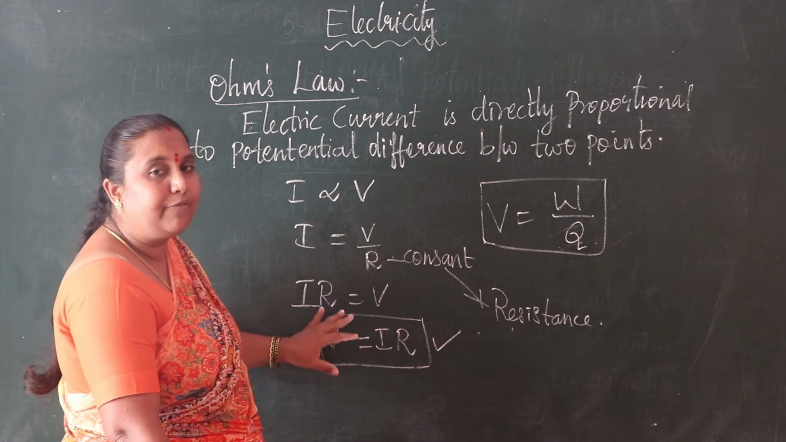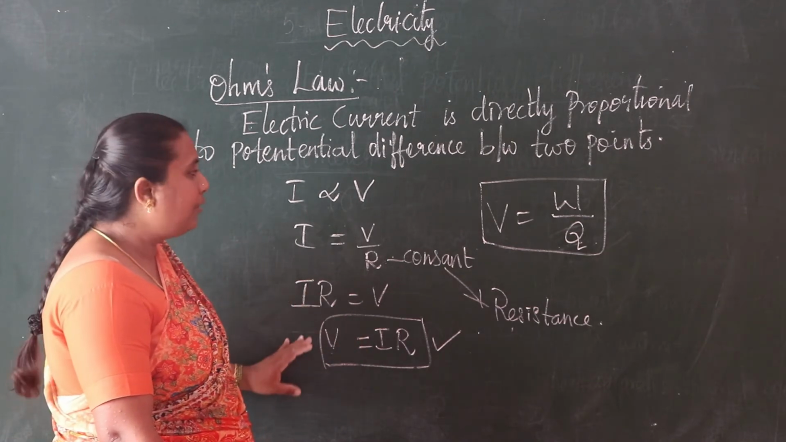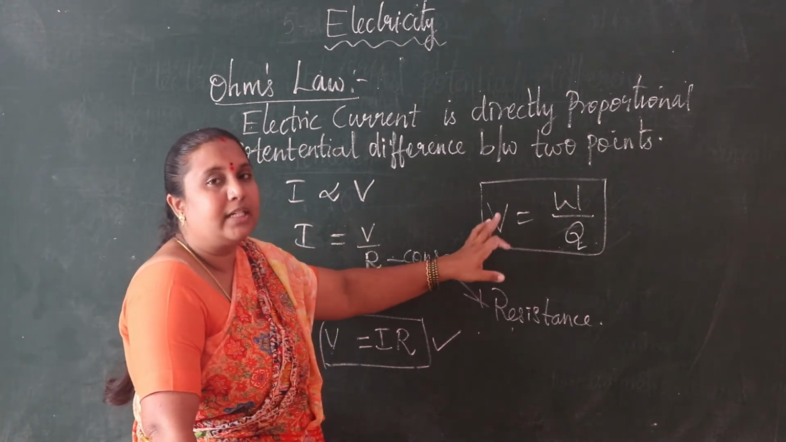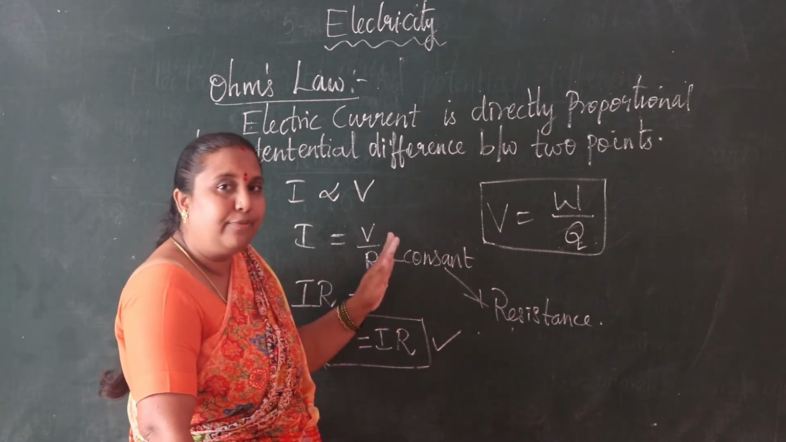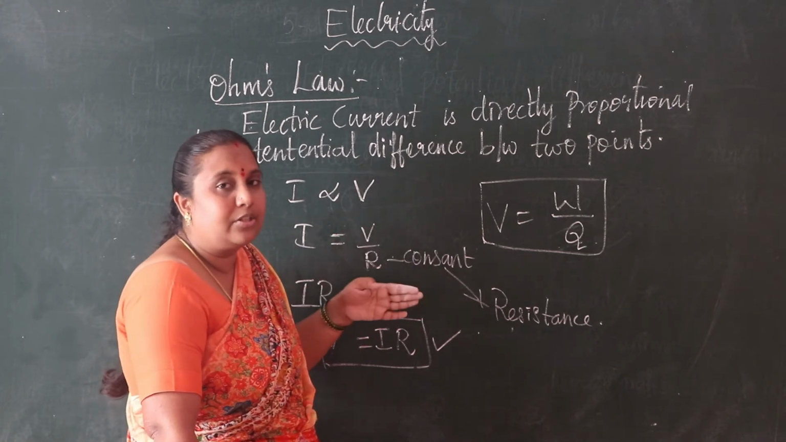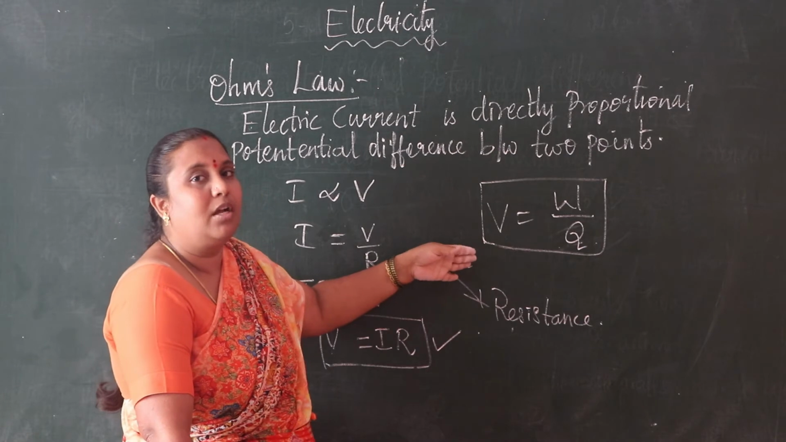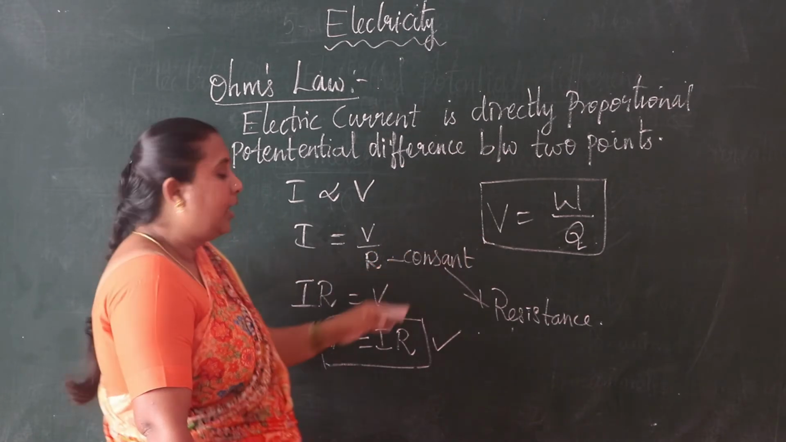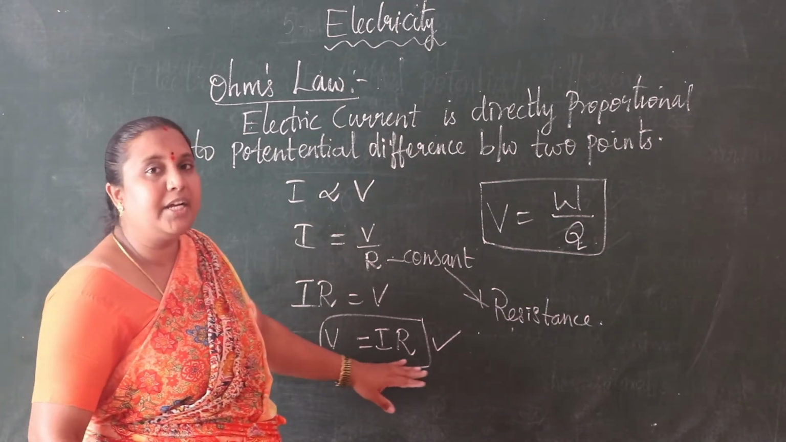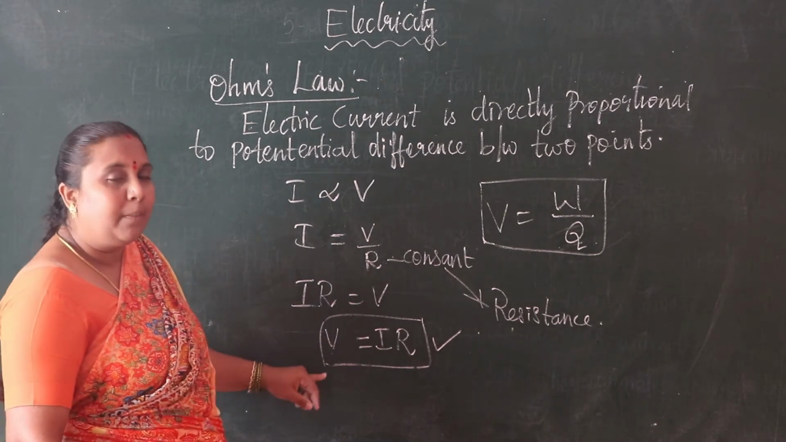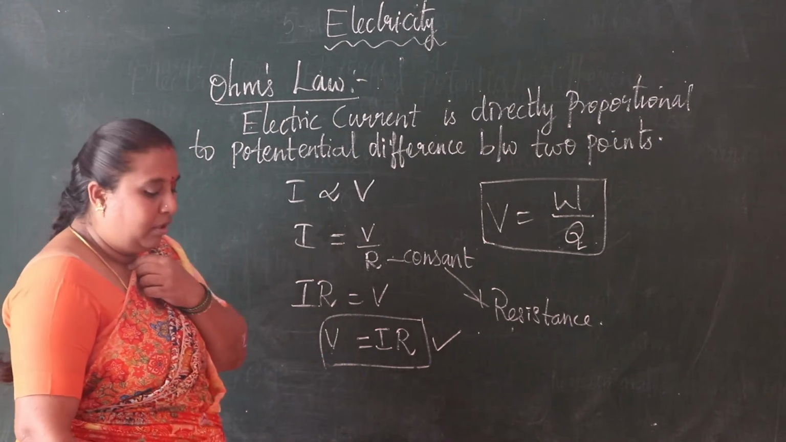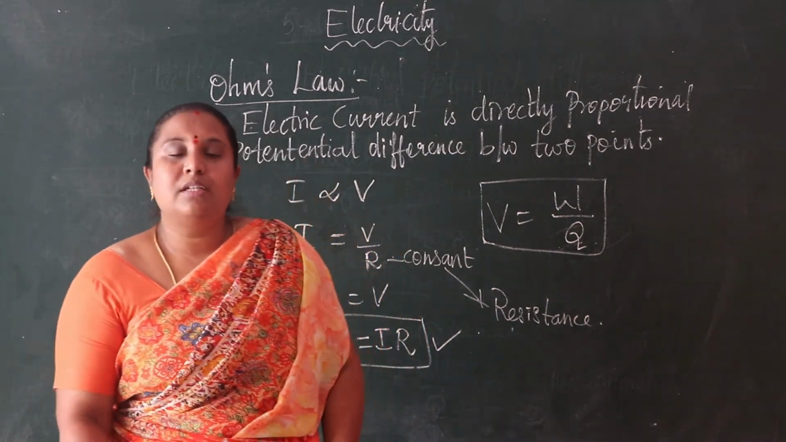So we have to find out the potential difference between 2 points. We have two formulas here. One is V equals W by Q, that is work done by the electric charge flow. So if the question gives work done and electric charge, we use that formula to find the potential difference between 2 points. Here in the given question, we have electric current and resistance, so we should use V equals IR. Okay, so this is Ohm's law.